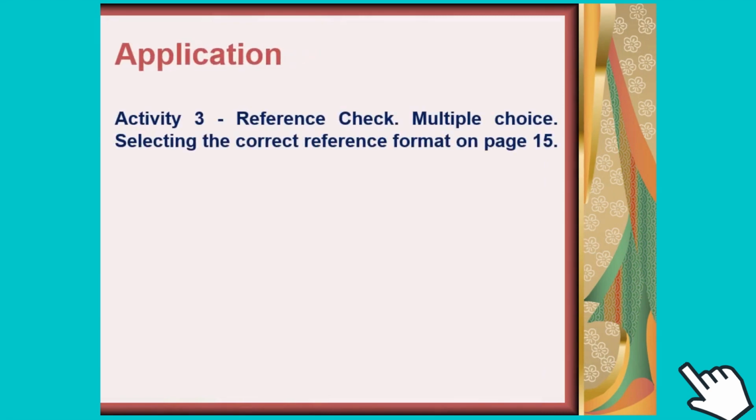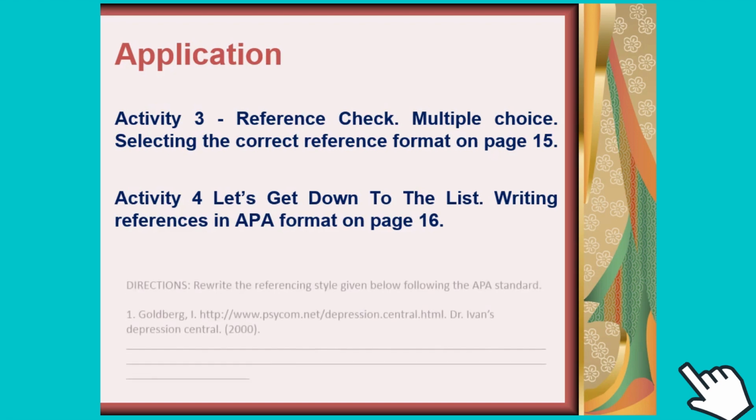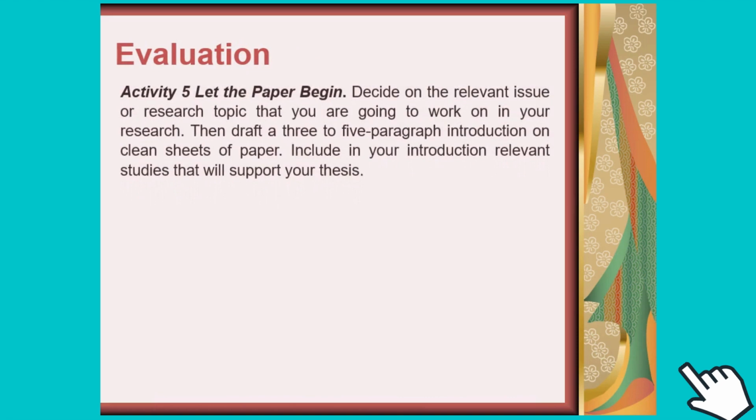Now let us apply what we have learned today. Let us do Activity 3, Reference Check, on page 15 in your module. Then, let's proceed to Activity 4. Let's get down to the list. Writing references in APA format on page 16. Here is the example. After the application, we will do evaluation.